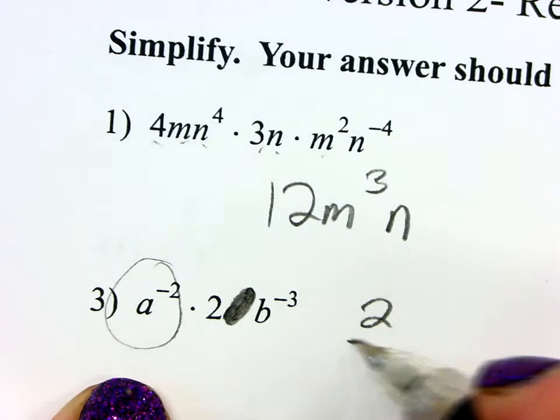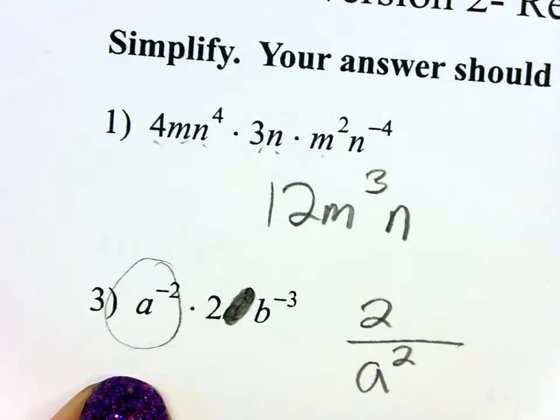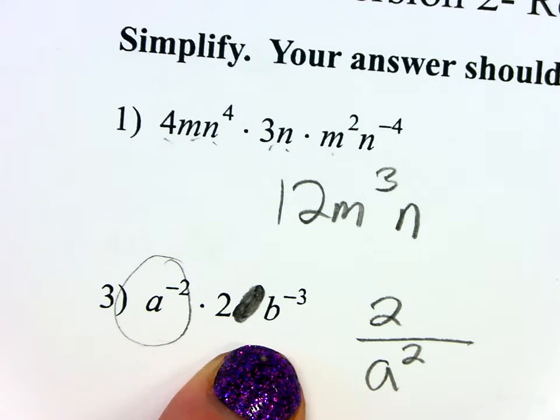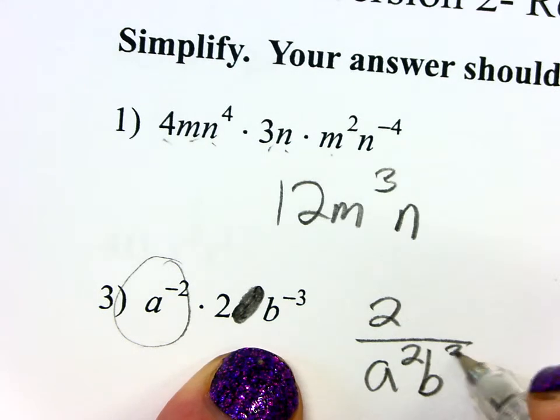It goes downstairs and becomes a to the positive 2. That's how you fix it. So then b to the negative third, same thing. It just is downstairs and it's b to the positive third.